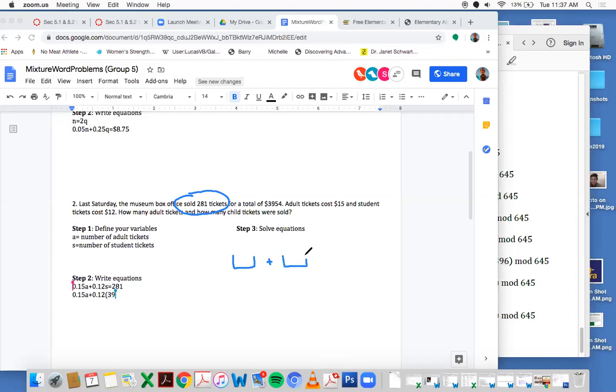We have 2 different piles. We have the adults and we have the students. And then if you put them together, you have the total. Okay, so A is how many adults and S is how many students. And in total, there are 281 tickets.